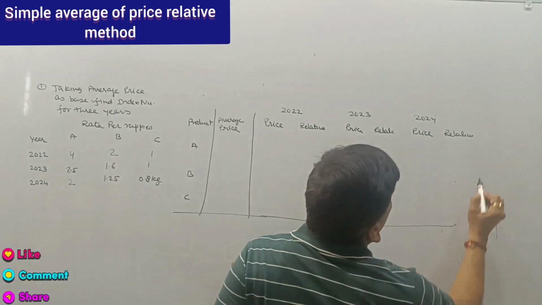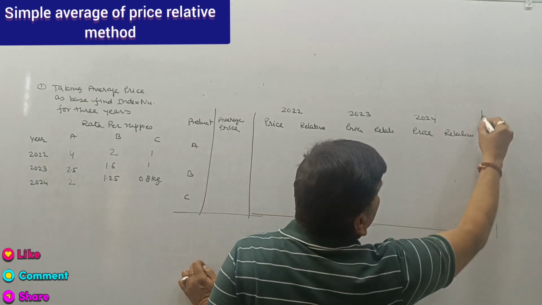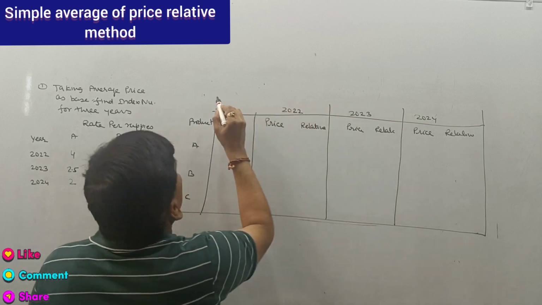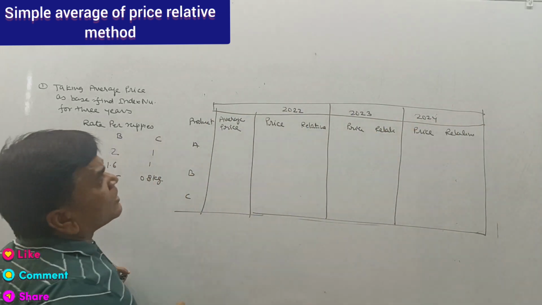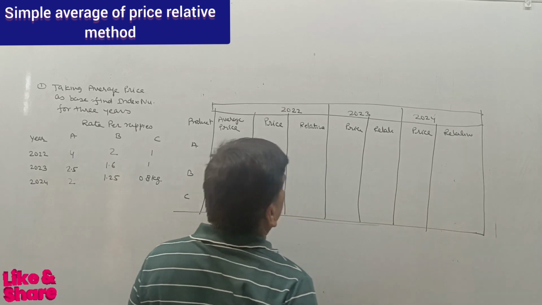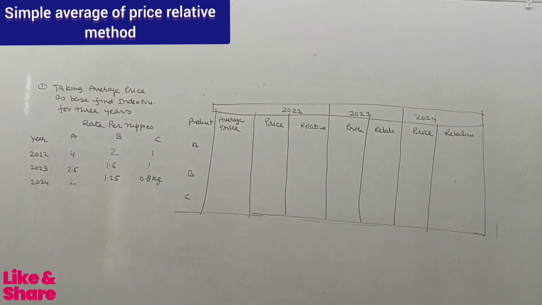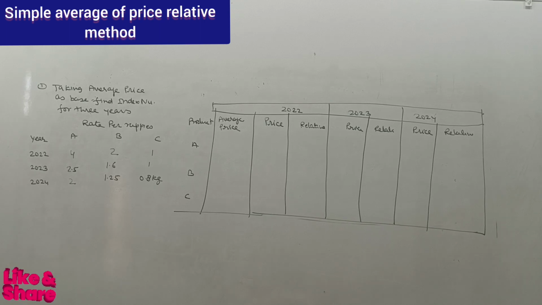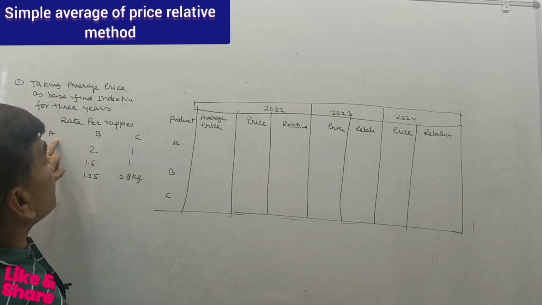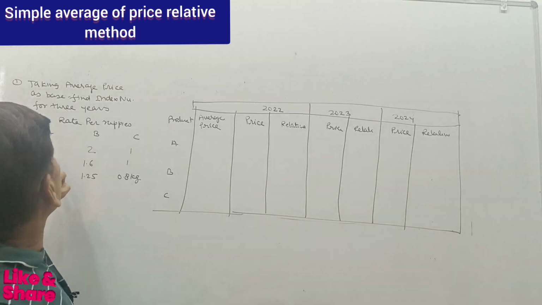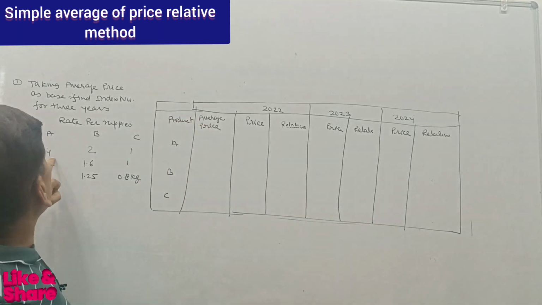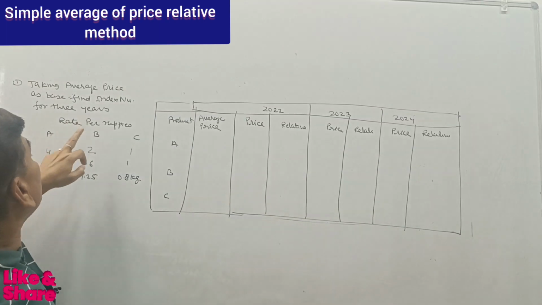Firstly we will write the price of all items to get the index number. So I make this table: year 2022 price and relatives, 2023 price and relatives, 2024 price and relatives. Now for A product in 2022, in 1 rupee 4 kg can be purchased.